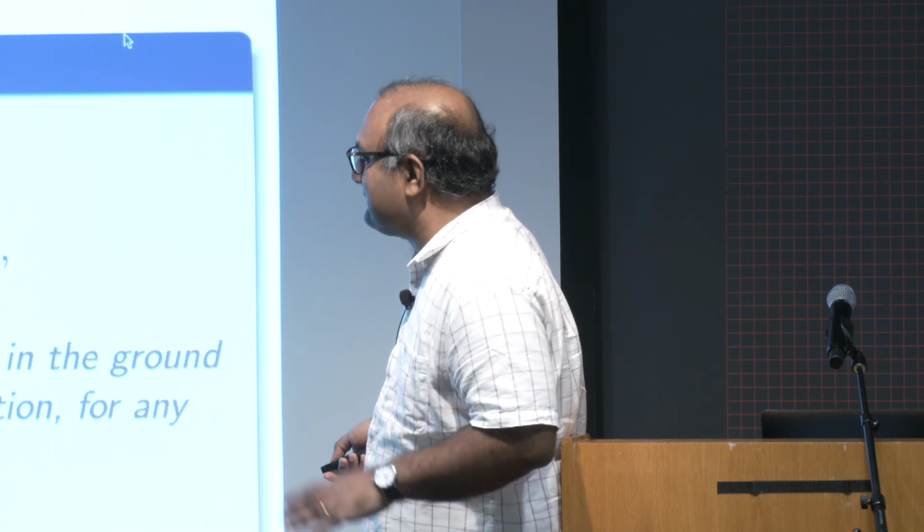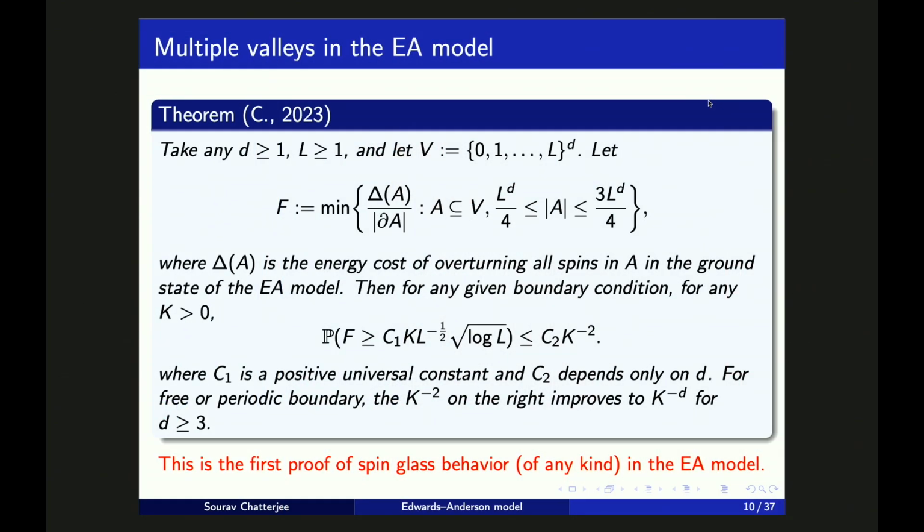Okay, so you can say this is spin glass behavior. You may not say this is spin glass behavior, especially if you're a physicist and you have high standards, but we have fairly low standards because we aren't able to prove anything. So we'll take what we get. But there's a first proof of spin glass behavior of any kind in the Edwards-Anderson model.